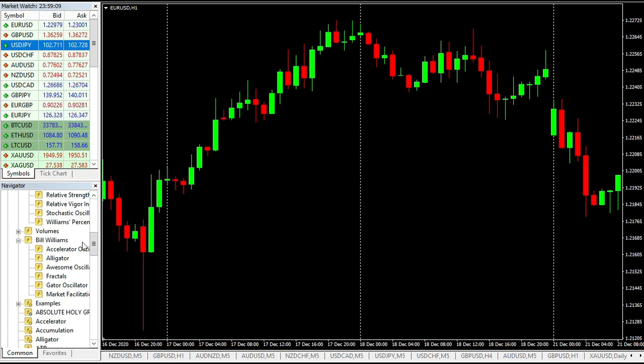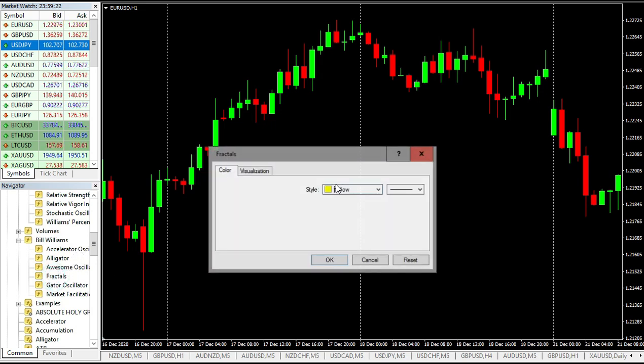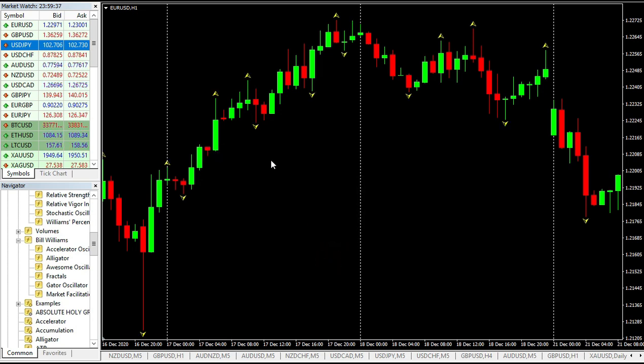Okay, now on the left hand side in the indicators column, look for Bill Williams. Under Bill Williams you will find fractals. Either double click it or just slide it in there and make sure the style is yellow. By default it will be gray, but I have made it yellow, so you should make it yellow as well. And then click OK. Right. Now let's see what is a fractal.